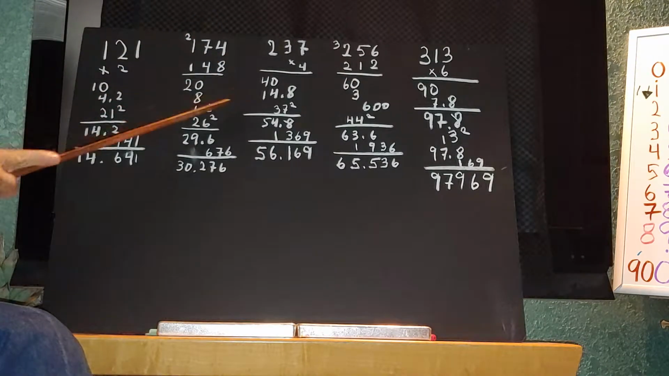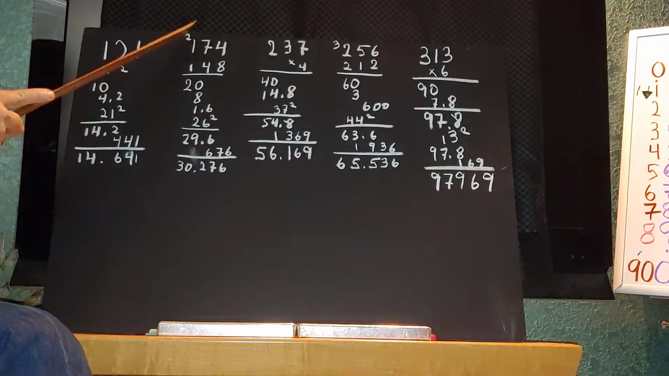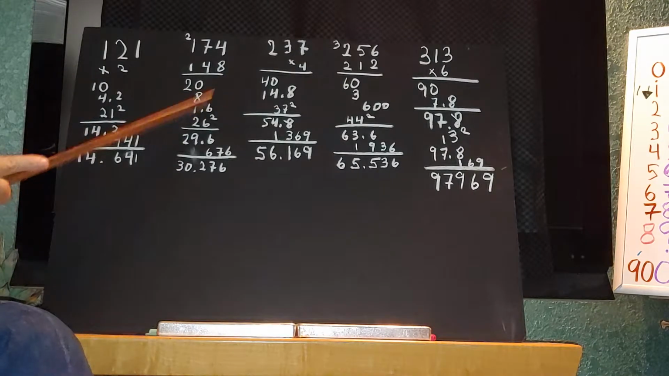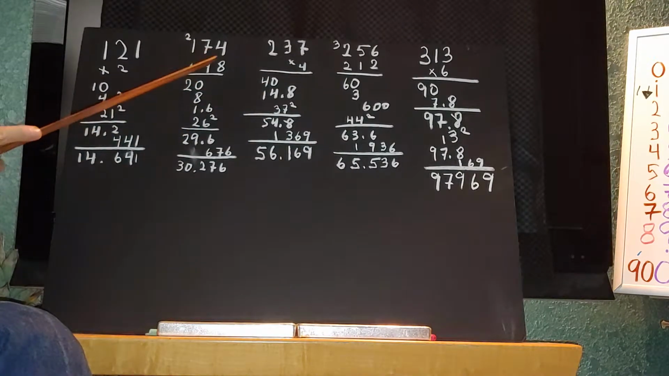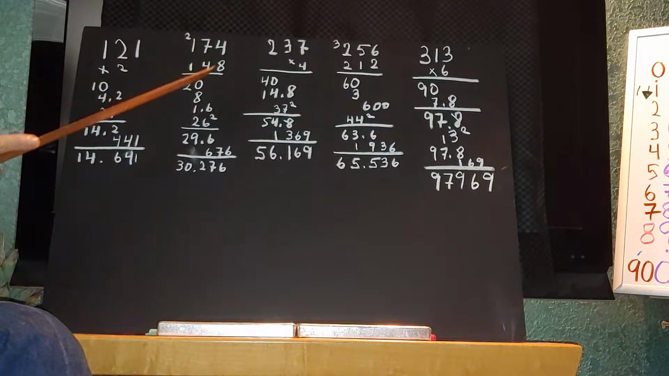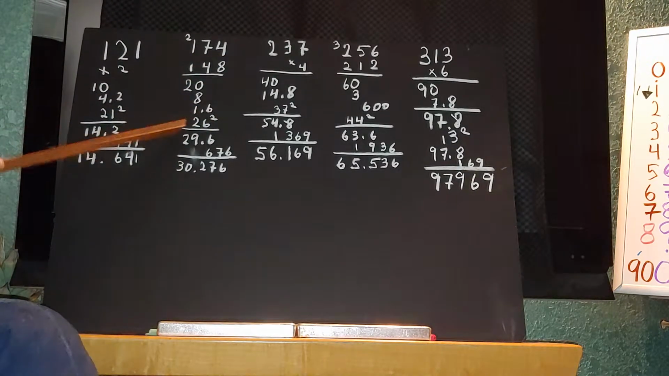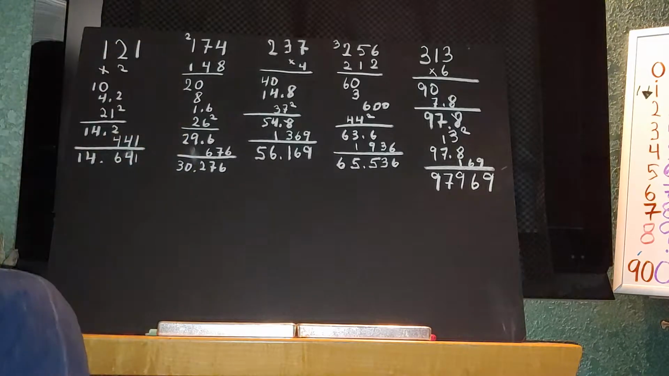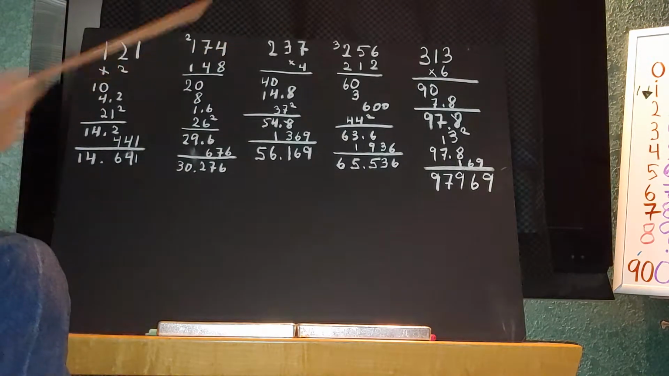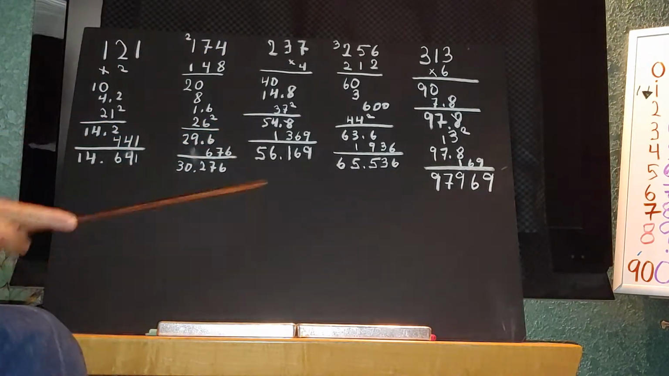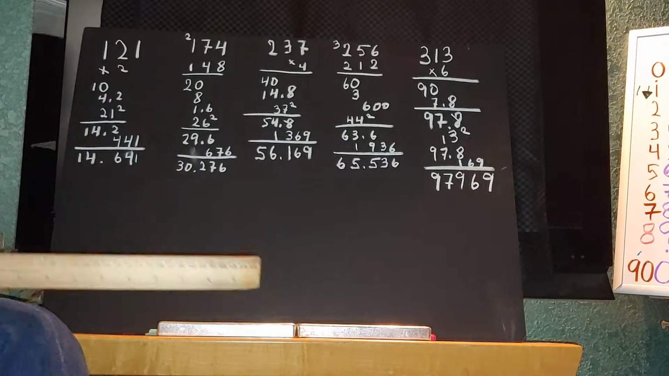2 times 4 is 8, which is 8,000, and 2 times 8 is 16, 1,600. So 20,000 plus 8,000, 28,000, plus 1,600 is 29,600. And 26 squared is 676. Add them, 30,276.